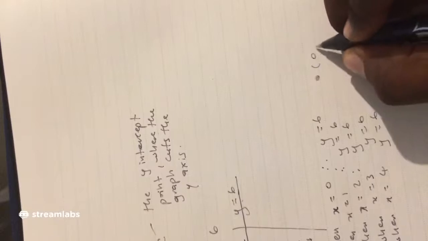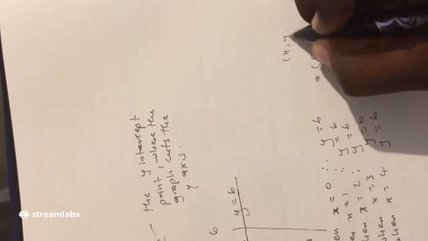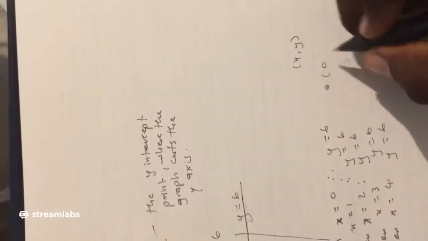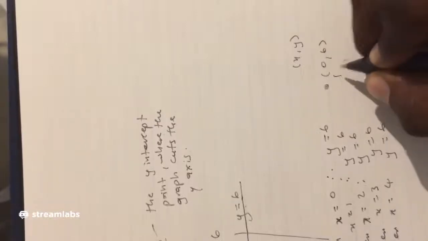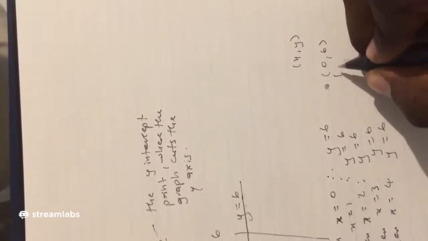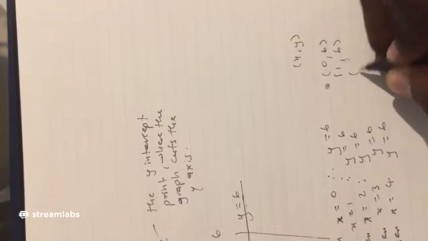So now we have our points. Our points are, remember we have to put it in the form x, y: when x is equal to 0, y is equal to 6.